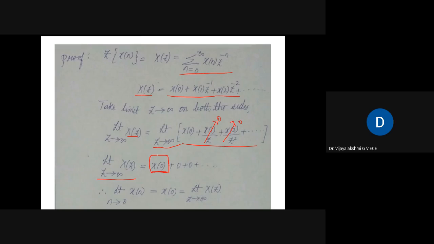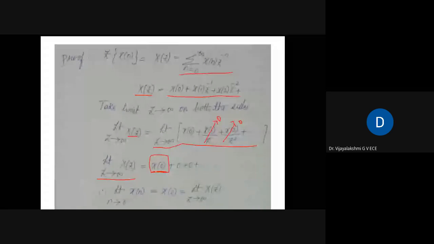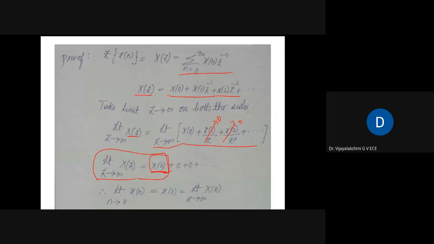Fine. So I can say our initial value x of 0 is nothing but limit of x of z as z tends towards infinity. So from this we have understood that if x of n is a causal sequence, then its initial value x of 0 is found out by using x of z and applying the limits as z tends towards infinity. So this is the initial value theorem. The next properties I'll be continuing in the next class.